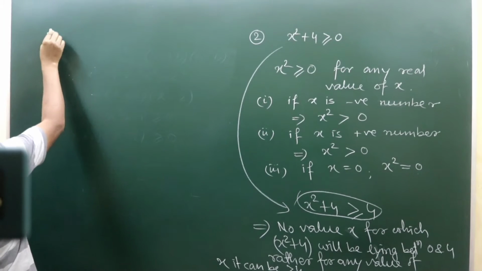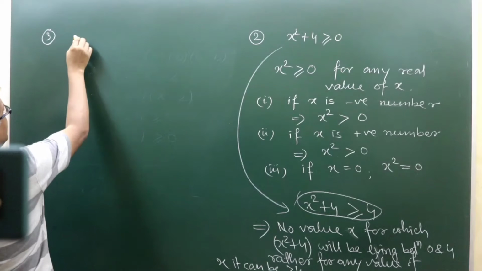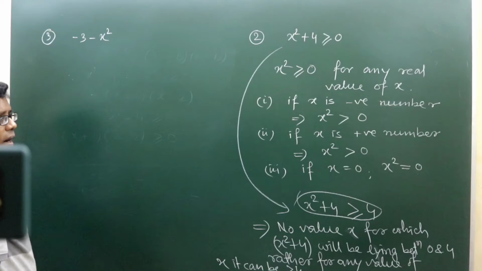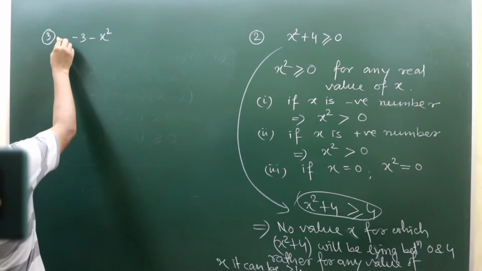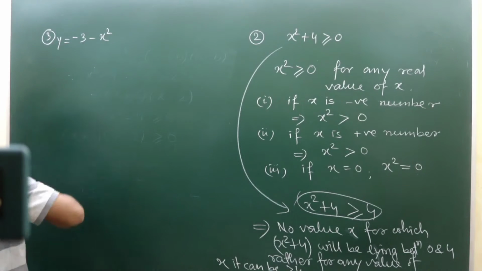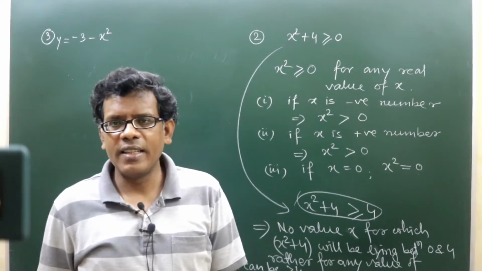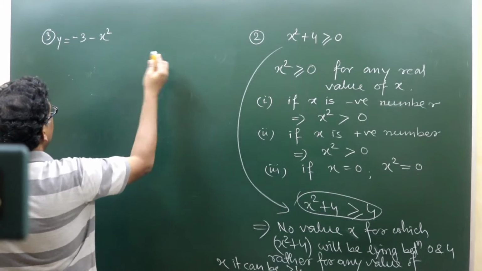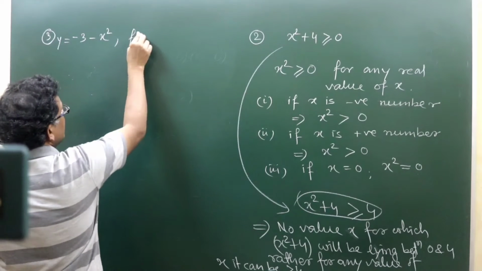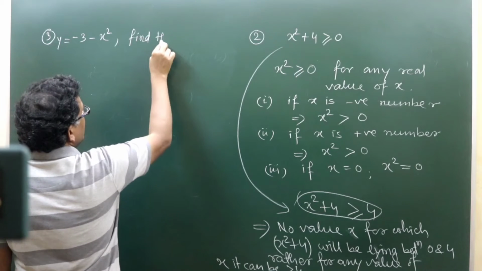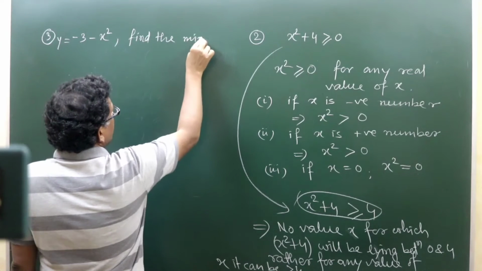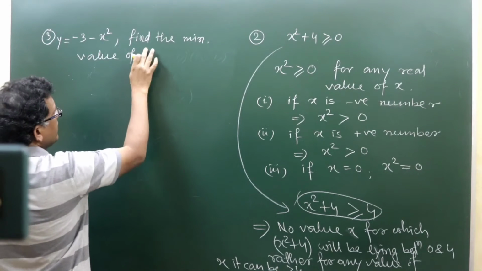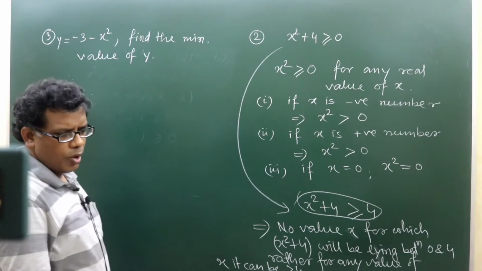Now similarly, based on this, if I ask you, minus 3 minus x square, let me express it as y is equal to minus 3 minus x square. If I now ask you to find the minimum value of y, what will be your answer?